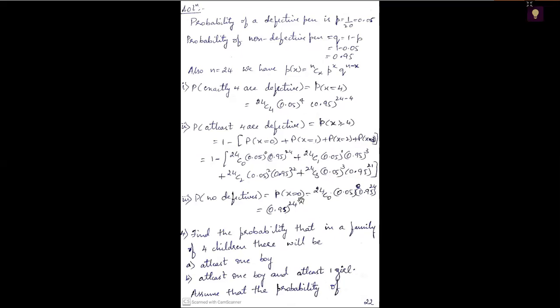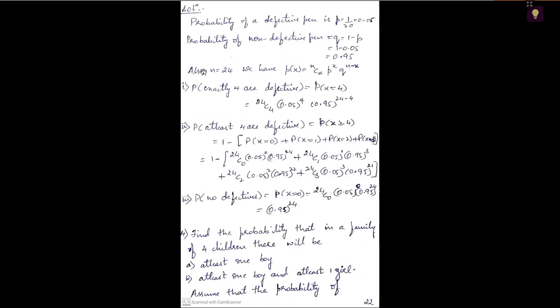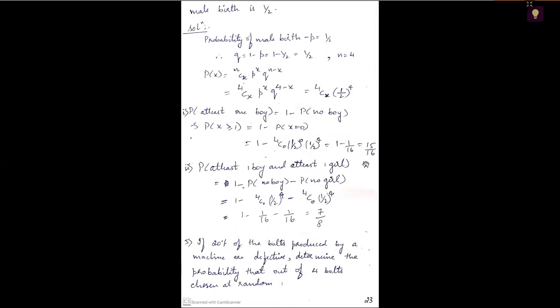Next, fourth problem. Find the probability that in a family of 4 children, there will be at least one boy, and second, at least one boy and at least one girl. Assume that the probability of male birth is half. So probability of male birth is assumed to be success. So p is equal to 1 by 2. Then q is equal to 1 minus p, that is equal to half. Here n is equal to 4 because it's a family of 4 children. So the probability function is given as P of x is equal to nCx into p power x q to the power n minus x. So substituting n, p and q, you will get this P of x.